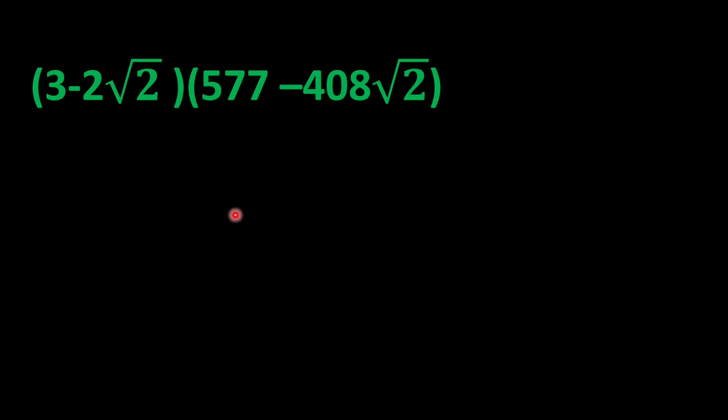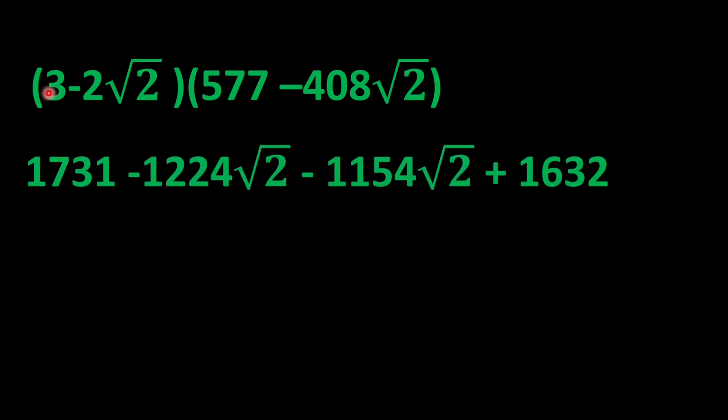So our question will become (577 minus 408 under root 2), and then we will multiply this 3 with 577, then we multiply this 3 with 408 under root 2, then we multiply 2 under root 2 with 577, and finally we will multiply this 2 under root 2 with 408 under root 2. So let's multiply. When we multiply 3 with 577, it will become 1731, and when we multiply 3 with 408, it will become 1224 under root 2.